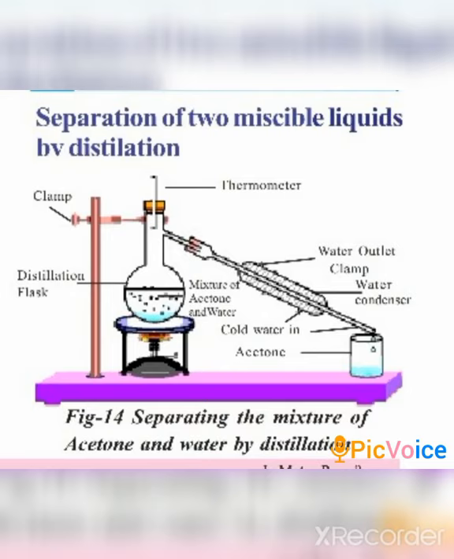So when the solution reaches around 65 degrees Celsius, the acetone would be turning into vapor and it would be collected into the condenser. Whereas the water, still it has not reached the boiling point, so it doesn't turn into vapor. So it would be left out in the distillation flask.